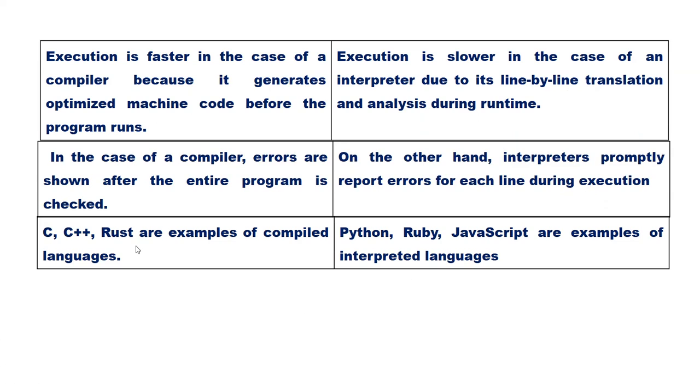C, C++, Rust, etc. are examples of compiled languages. Python, Ruby, JavaScript are examples of interpreted languages.